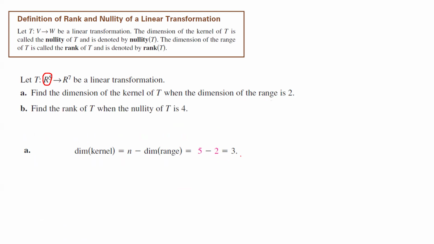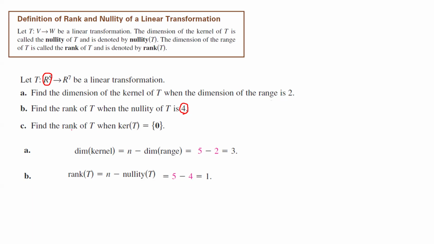Find the rank of T when the nullity of T is equal to 4. Let us take a look at the work. Rank of T is equal to n minus the nullity of T. So what is n? n is equal to 5. What is the nullity? Nullity is given to us as 4. So just substitute that here. 5 minus 4 becomes 1.